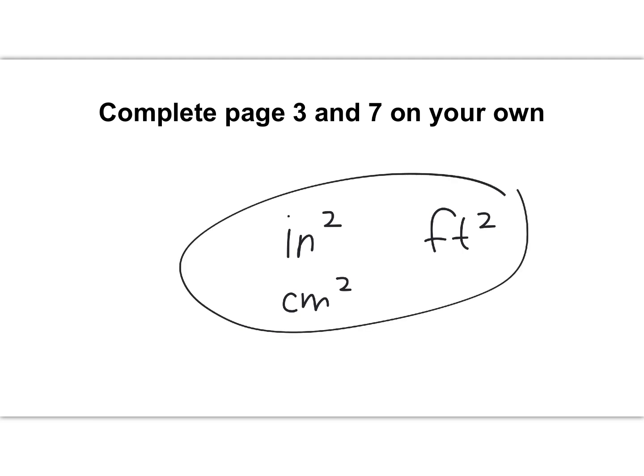All right, remember now you're going to complete pages 3 and 7 on your own. Show your teacher, ask for help. When you're writing square units, if it's inches, you can say inches squared, centimeters squared, feet squared. So when you're doing area, make sure to include the unit of measure to get it right. Okay, good luck.